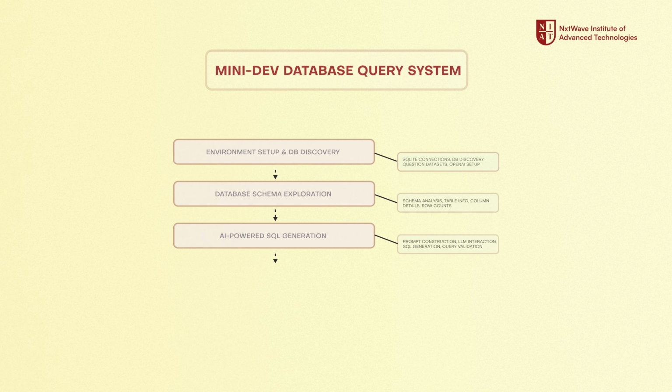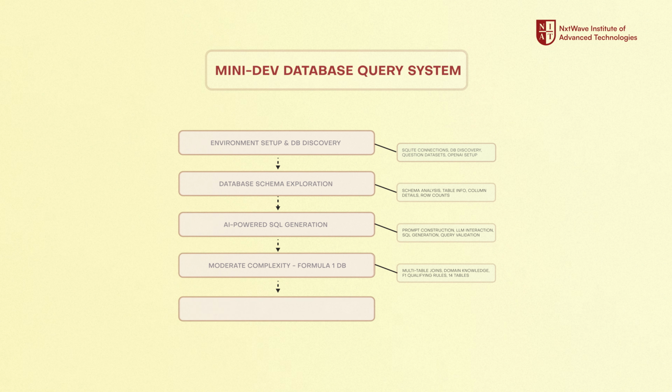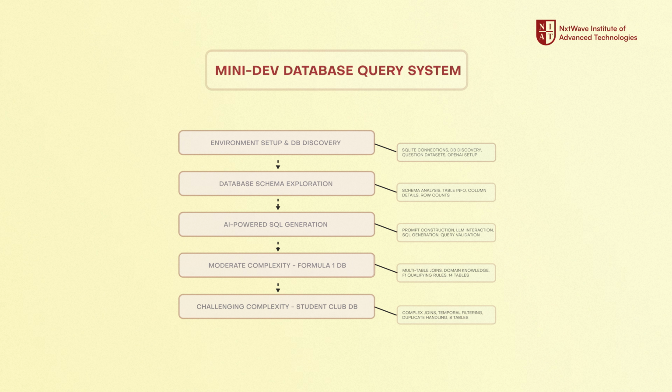Then we'll move towards a moderate complexity database. This will be the Formula 1 database. Over here, the question will require multiple table joins, domain knowledge, F1 qualifying rules, and 14 tables. Finally, we'll move towards a challenging complexity question on the student club database. Over here, there will be complex joins, temporal filtering, duplicate handling, and 8 tables.